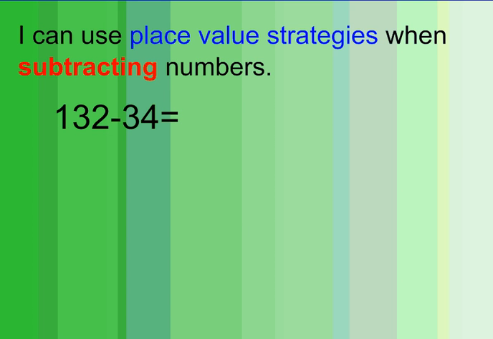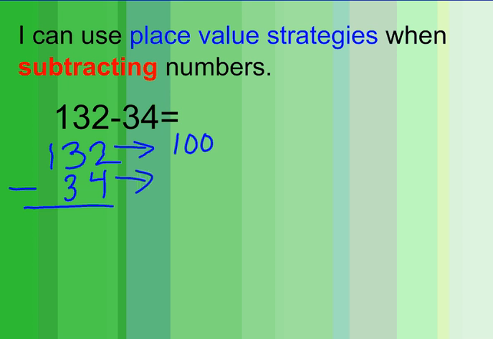The third graders learned how to use place value strategies when they're subtracting numbers. If they had a problem like 132 take away 34, they can rewrite the problem vertically, or up and down. 132 take away 34. Then they learned how to expand the numbers.